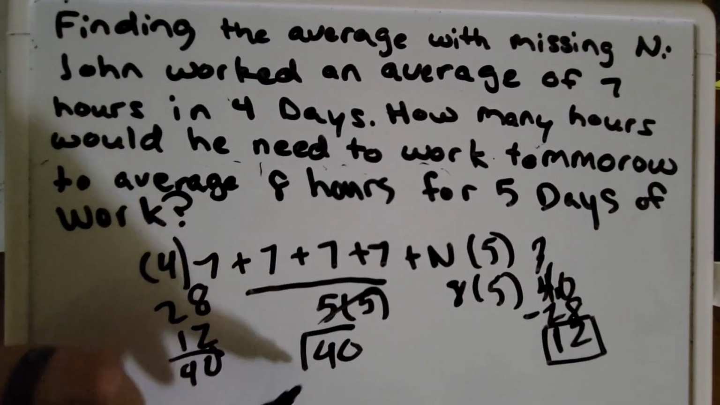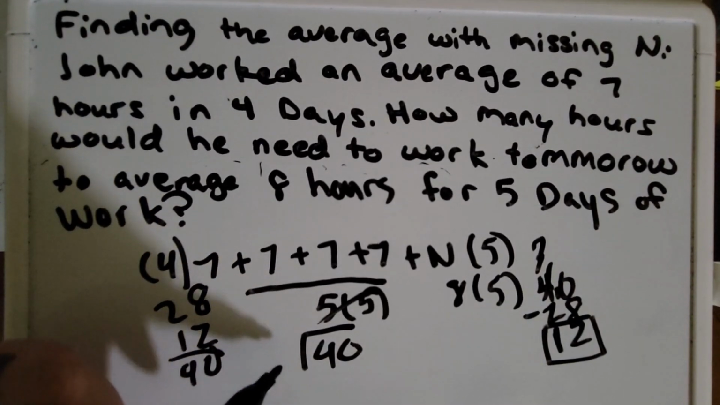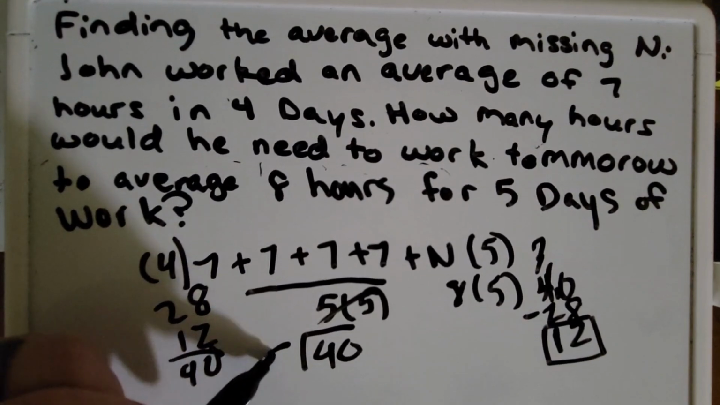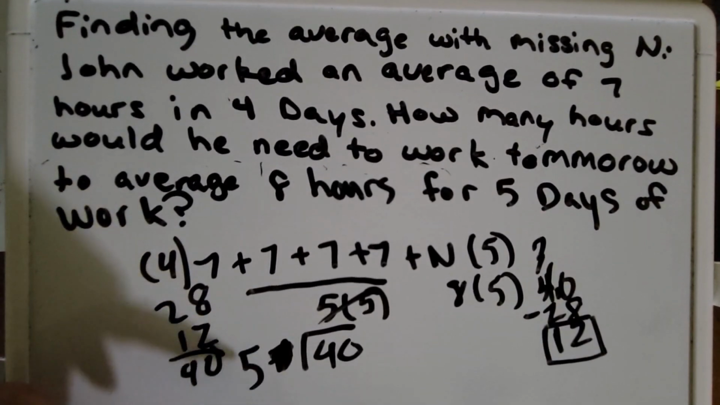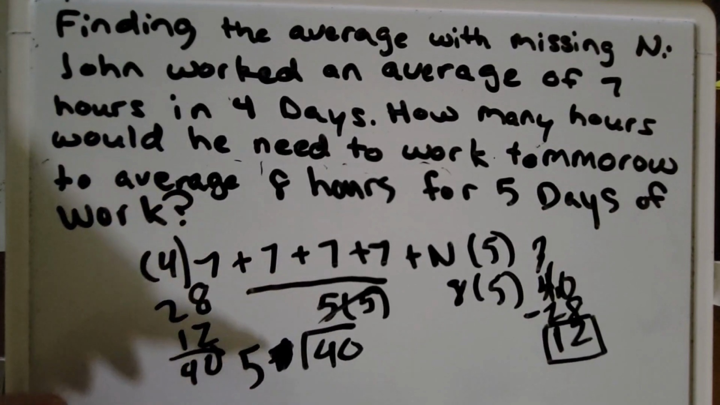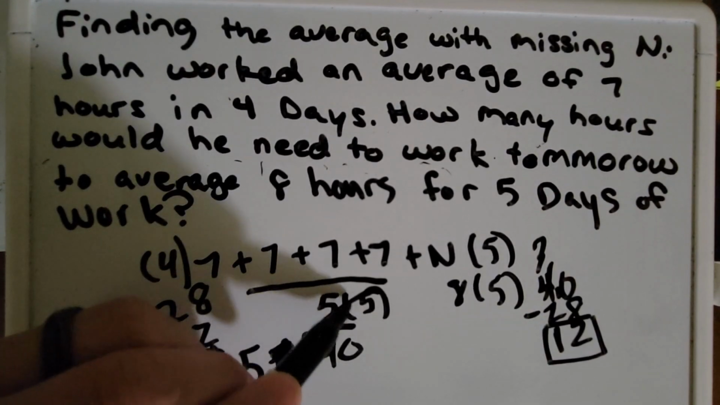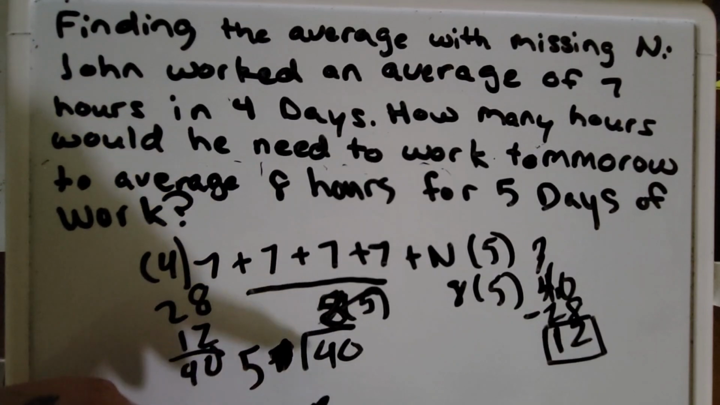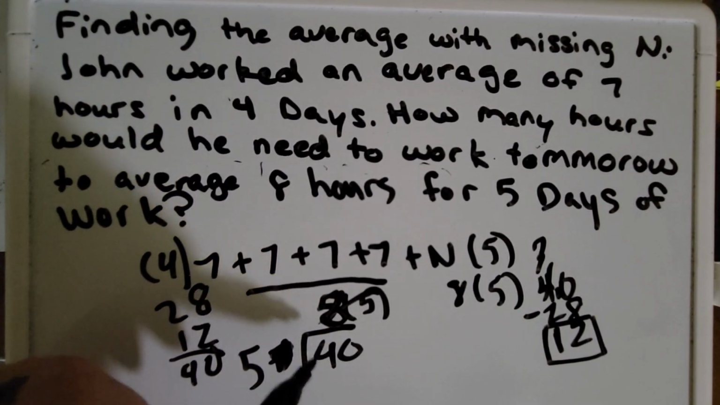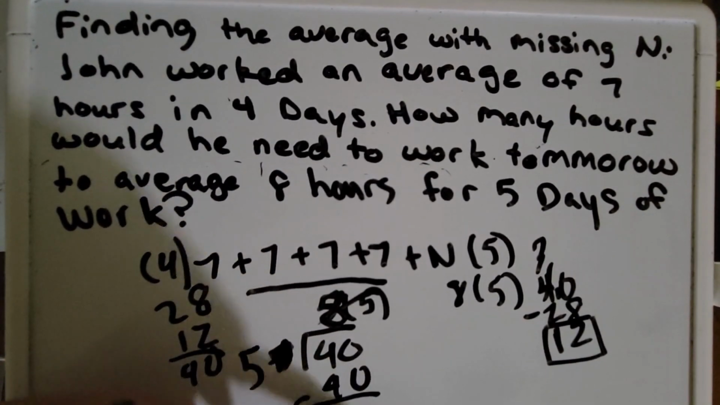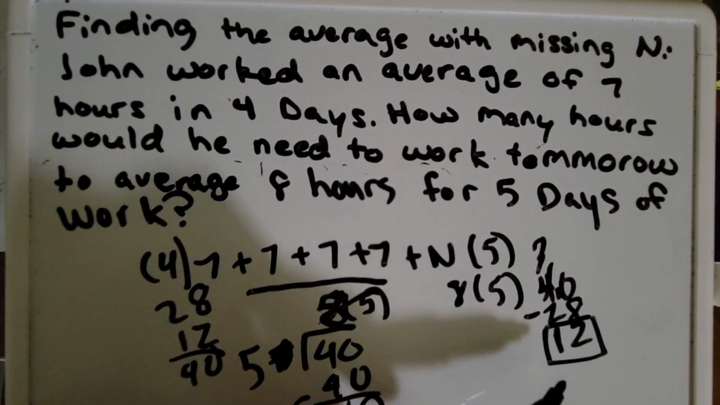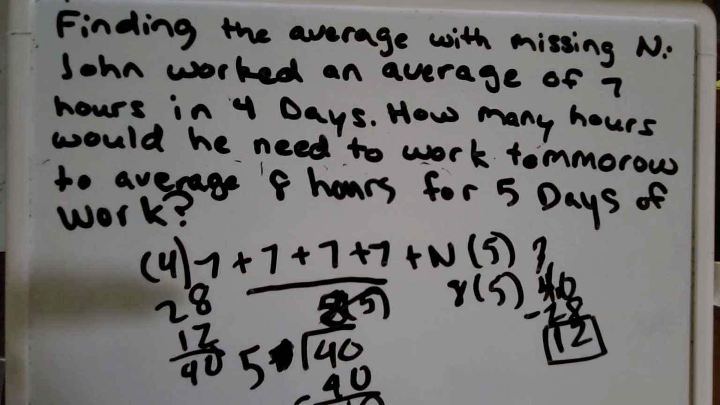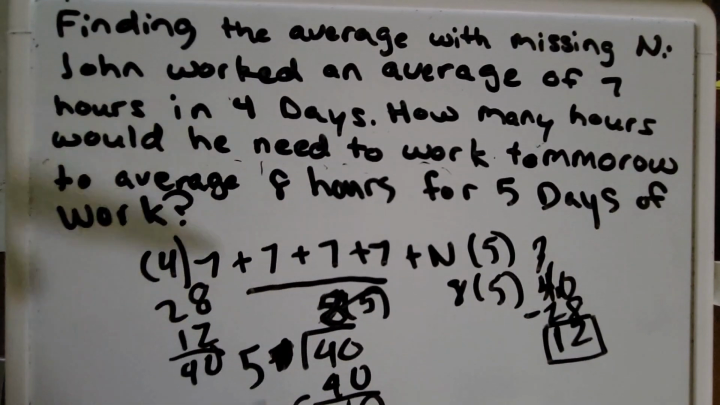40 is the total of hours, and we're dividing it by the 5, which is the amount of days, and it's going to end up equaling 8. Let's just turn that into 8. It's going to end up equaling 8 because when you do that, it gets zeroed out. So to answer that question, you're going to need to work 12 hours on the 5th day to average an 8-hour work day for the 5 days, and that's how you find the average.